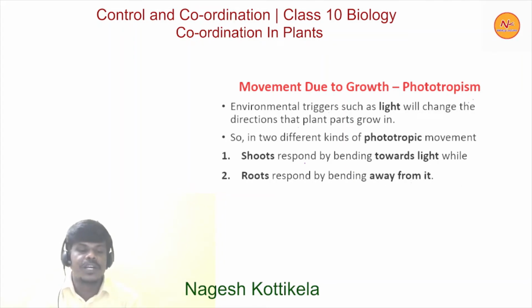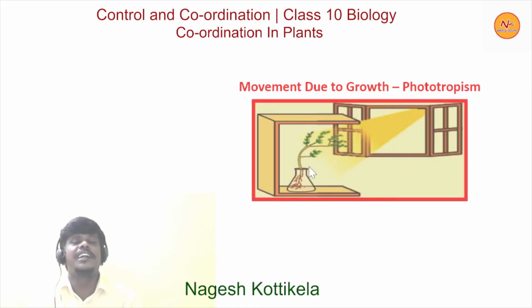Here you can see this picture, you will understand better. The shoot is bending towards light. This is a window and the sunlight is coming into the room through this window. You can see the plant is bending towards light. This bending movement is due to unilateral growth. The mechanism is that the part of the plant which is towards the light will grow slowly, and the part of the plant which is towards the shaded region will grow faster.